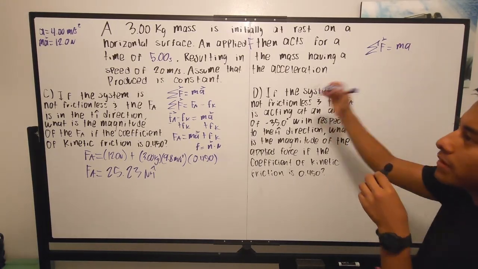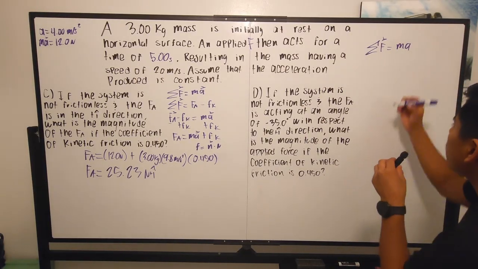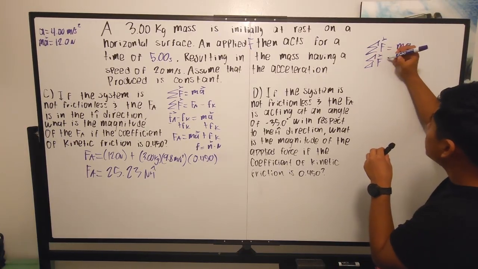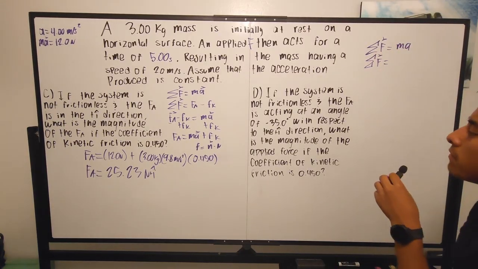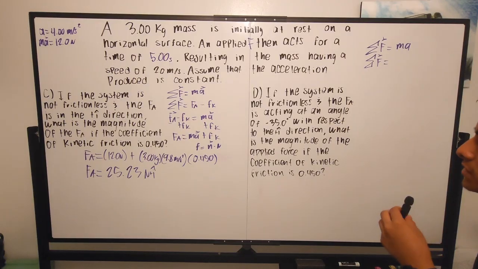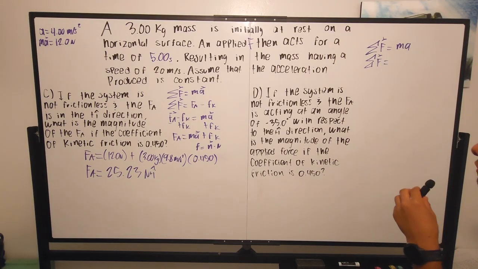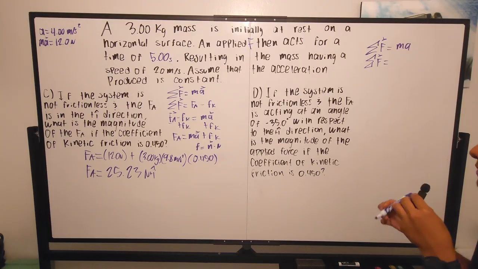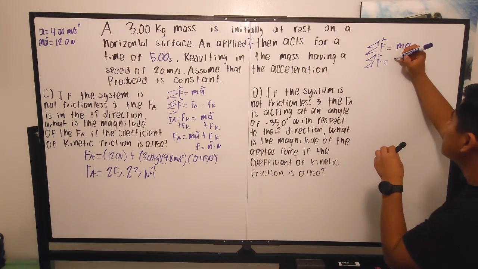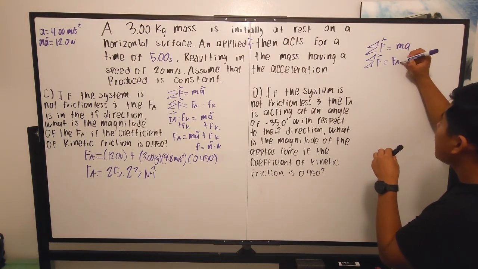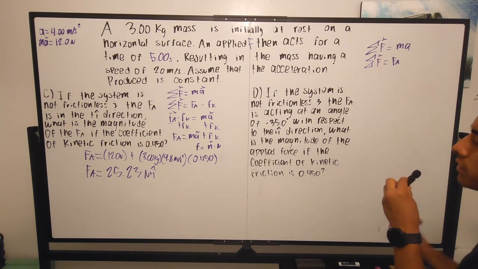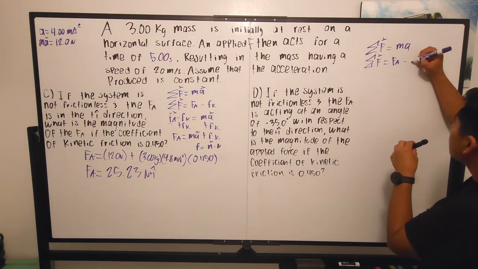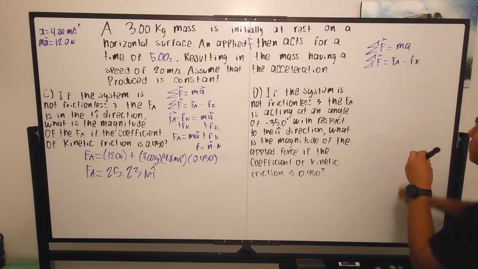Okay, so we know MA equals the sum of all the forces that are acting. In this case, we have the applied force and friction. The applied force is going to be in the positive i hat direction, and the kinetic friction is going to be opposing this applied force, so that's going to be negative the force of kinetic friction.